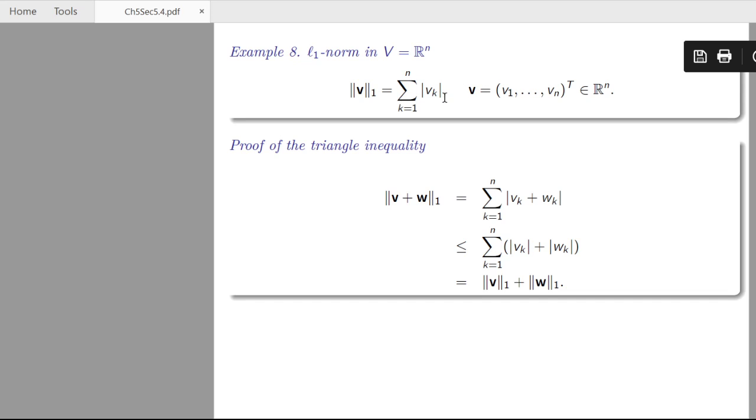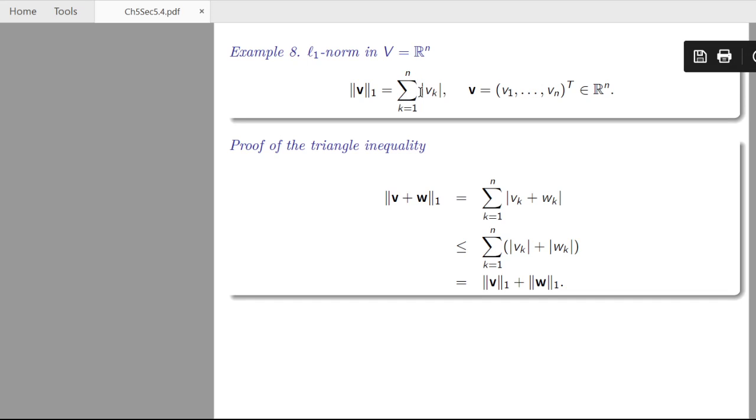Then the second property: if we look at alpha x, then we need to have the summation of the absolute value of alpha xk. Moving alpha outside, we keep the absolute value of alpha. So the right side is the absolute value of alpha times the absolute value of vk. From that, we can say the second property of the norm is also true.